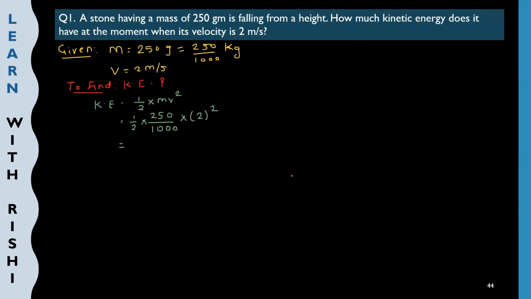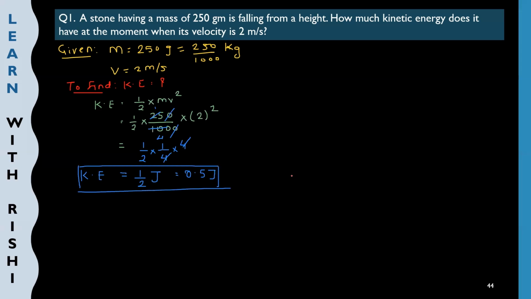This will be equal to, now here you have to do some calculations. 25 ones are 25, fours are... This will be equal to 1 upon 2 into 1 upon 4 into 4. Square of 2 is 4, so again 4 and 4 will get cancelled. Your final answer will be equal to half. And the unit for kinetic energy is nothing but joules. So you can write it as 0.5 joules also or half joules also. So your kinetic energy will be equal to 0.5 joules.